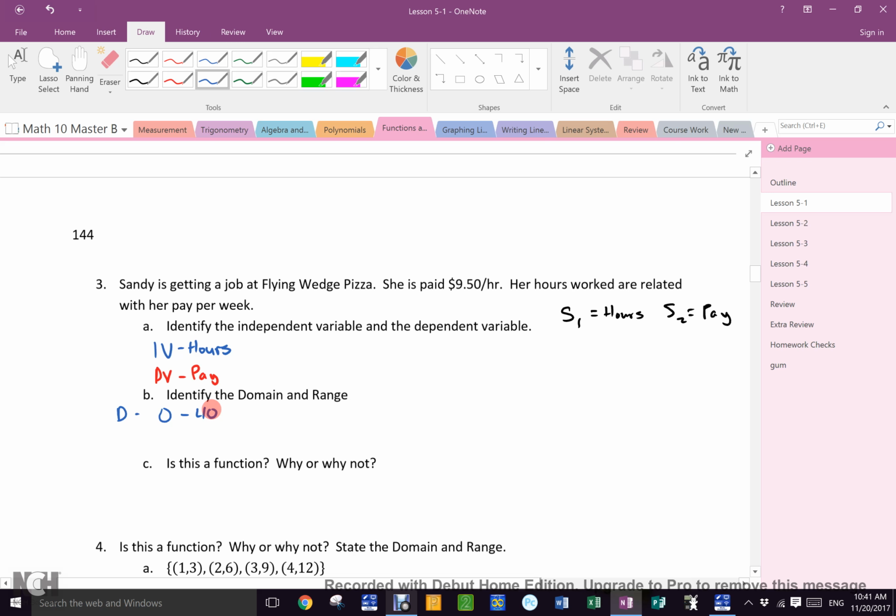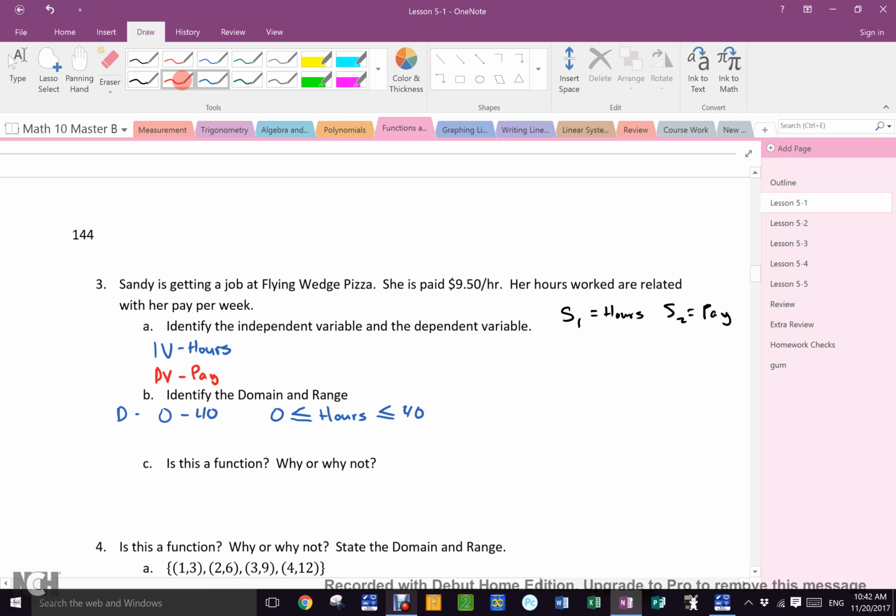Agreed? Everyone understand? Now we write this in a special way. Please pay attention. You put the lowest number first. 0 is less than or equal to your hours worked. Everybody understand? Because your hours, 0 is the lowest you can go. But your hours must also be less than or equal to 40. Everybody understand?